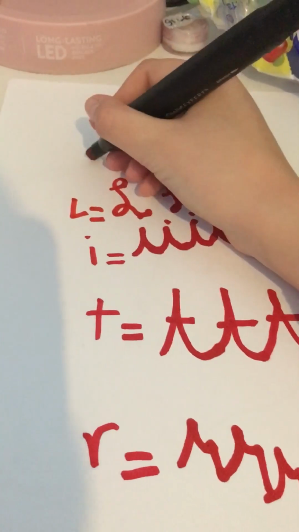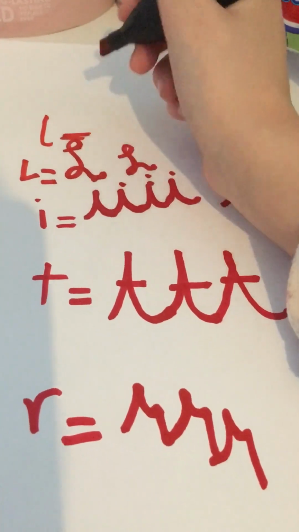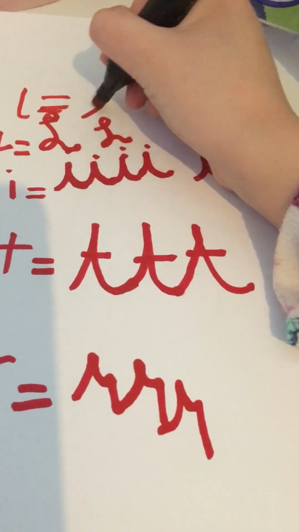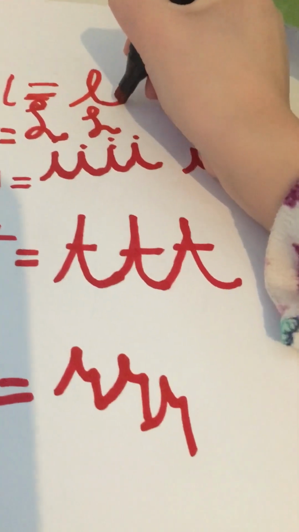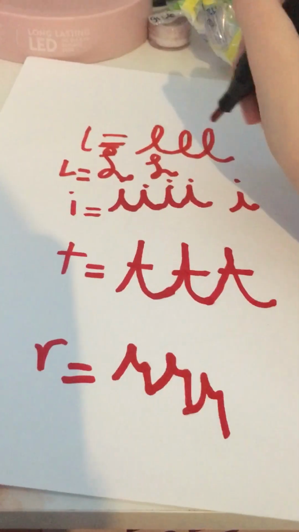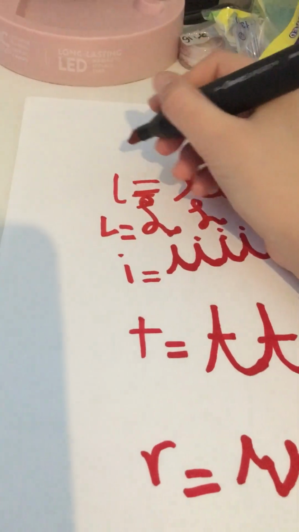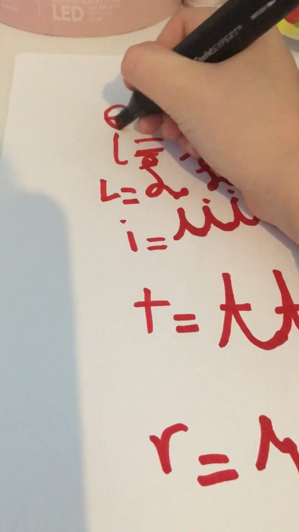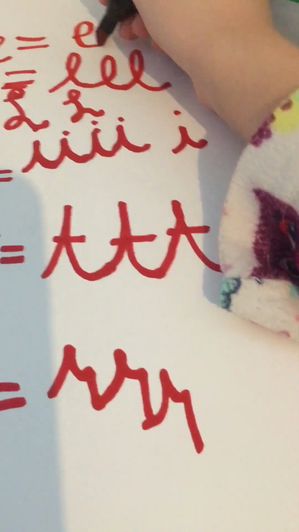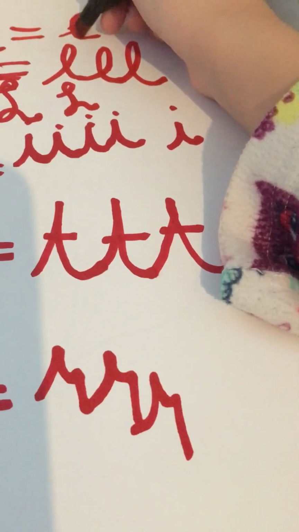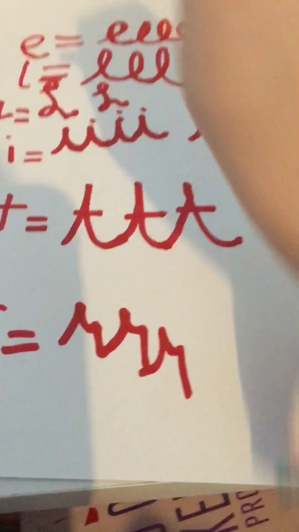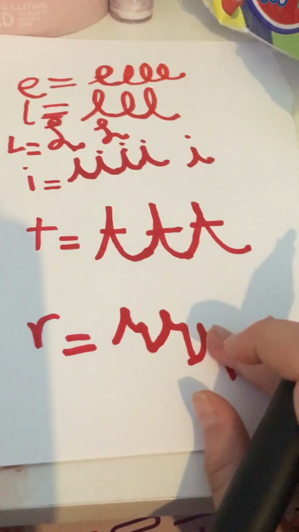Okay, now we're just going to do a lowercase L. Okay, so a lowercase L. Let's go up, loop it, up, loop it, up, loop it. That's an L. Now we're going to try the letter E, a lowercase E. Okay, so literally all you're doing is this. E, E, E. Okay.